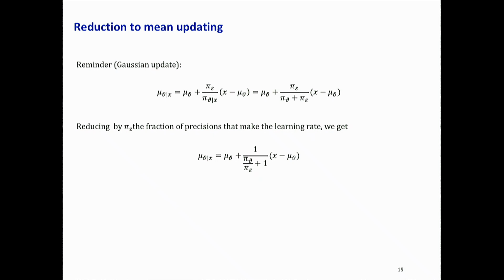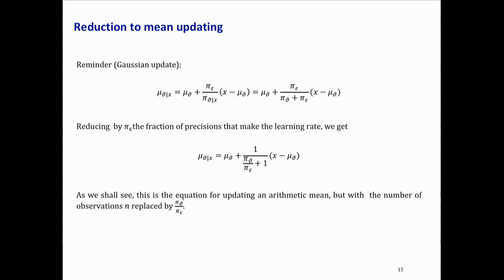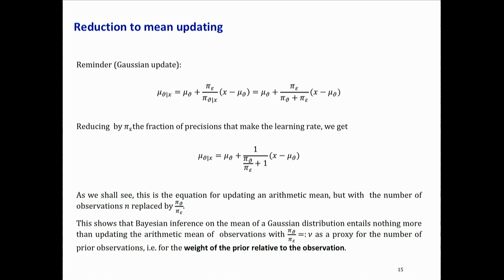Here, we fill in the equation for the posterior precision. It's simply the prior precision plus the observation precision. Now, we reduce the fraction by pi epsilon, and we get this: 1 over pi theta over pi epsilon plus 1. Now, this is already quite reminiscent of the mean updating we had, where we had 1 over n plus 1 a few slides back, when we were just updating the mean of a time series of observations.